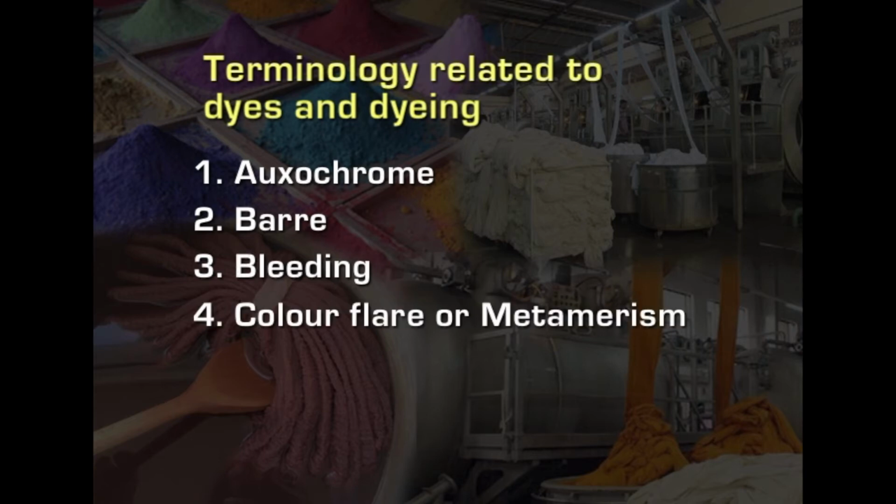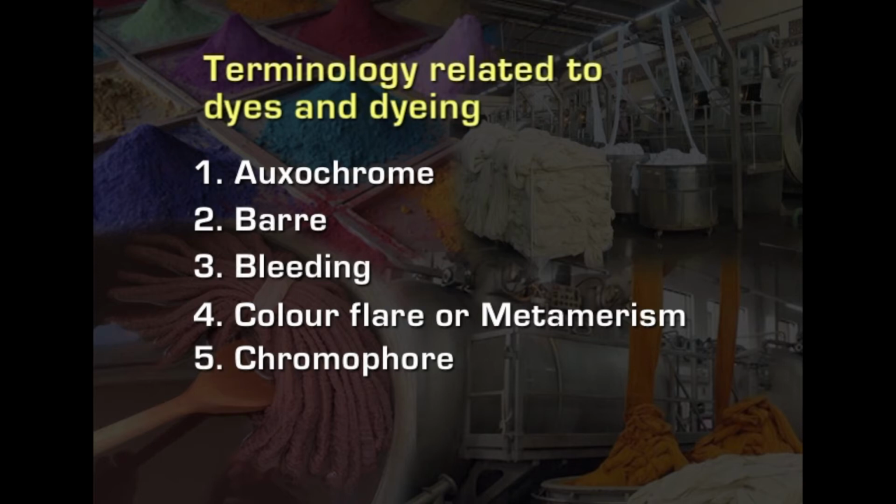Color flare or metamerism. This is a condition when two or more types of fabrics are dyed, particularly by different dyers. The colors may appear to match in one light, that means it may be a dye light, but will not match in another light, that is incandescent lights. Then chromophore is the color producing portion of the dye molecule. Color fastness is the term used to indicate the durability of color on fabric to various conditions such as washing, crocking, sunlight or perspiration, etc.